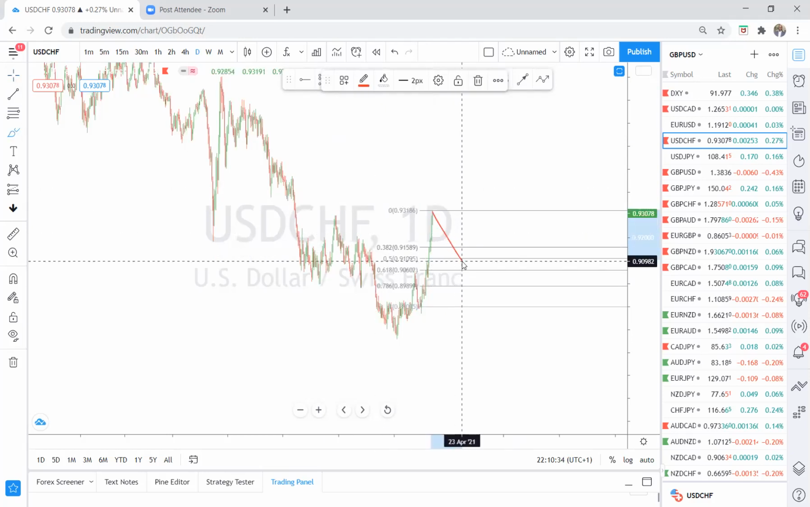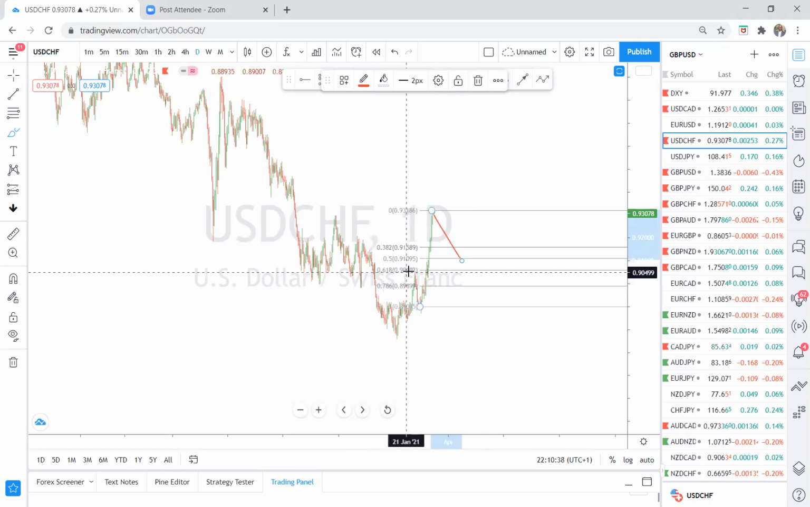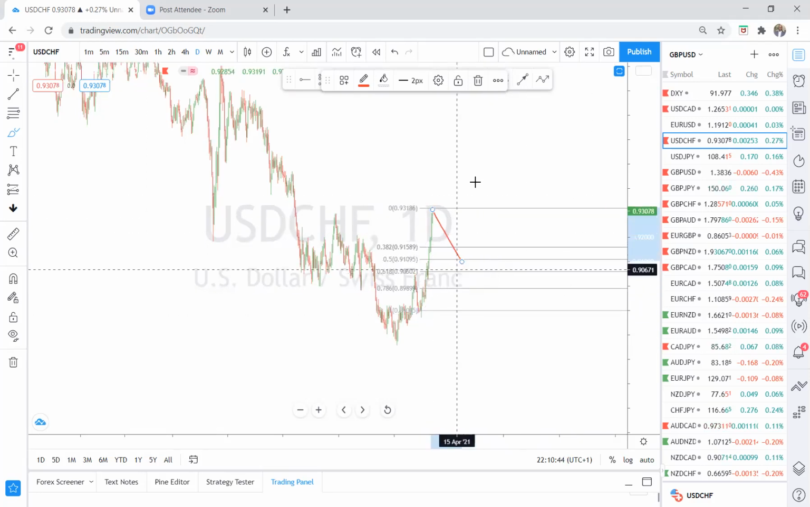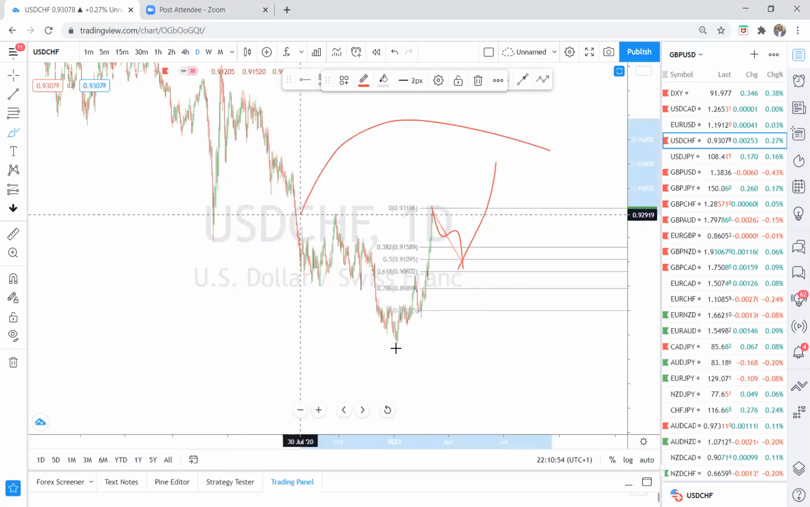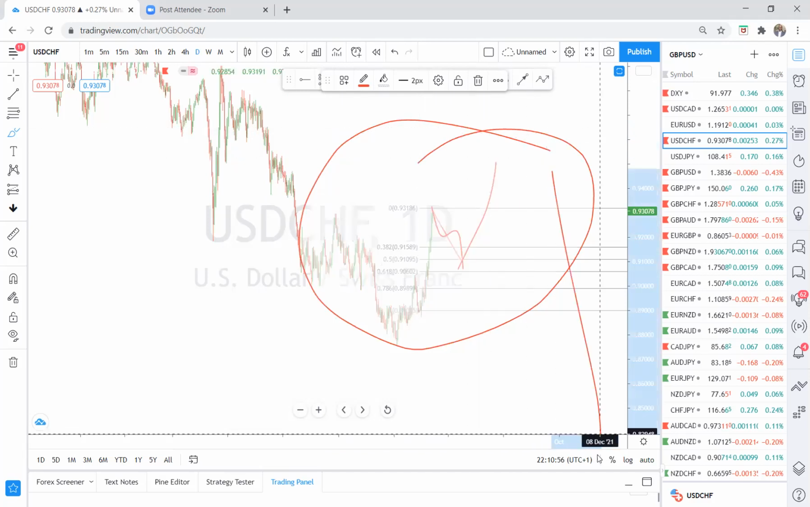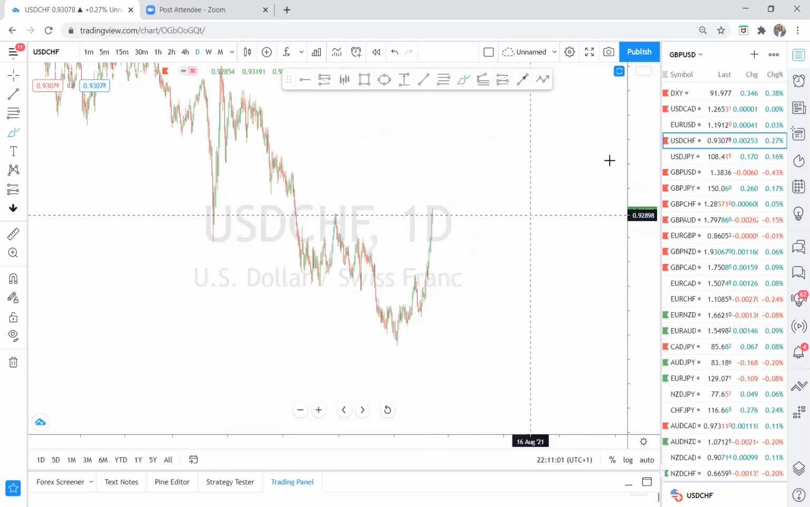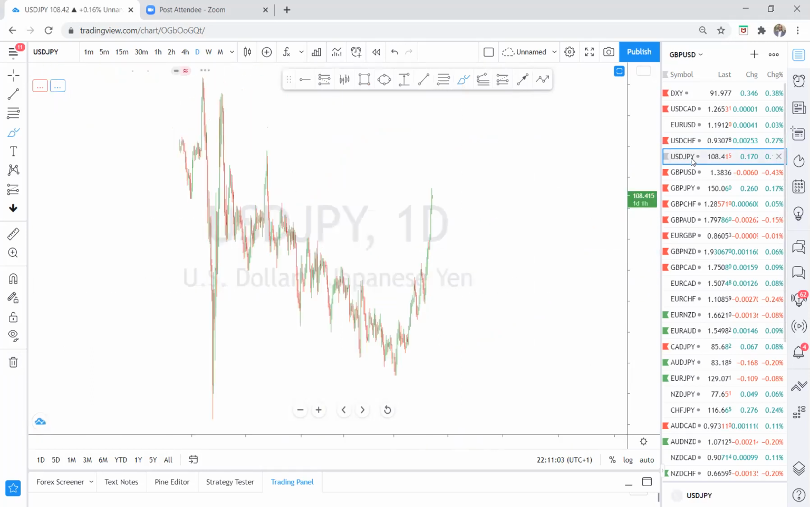You must expect a deeper retracement, because since it started its move here, it has not made a deep retracement in three-wave structure. So I expect a three-wave structure, or at least a deeper correction at this level before we can have a push to the upside. We should have a decent correction here before we have another push to the downside. That is USD CHF.